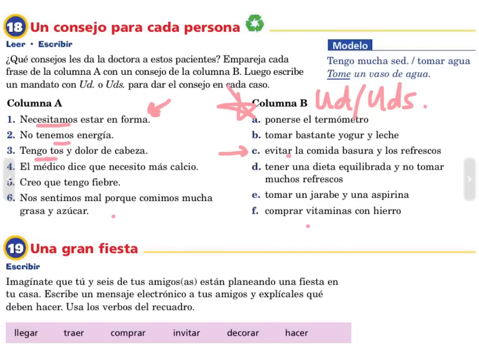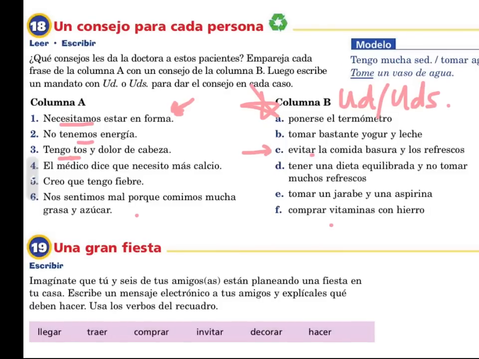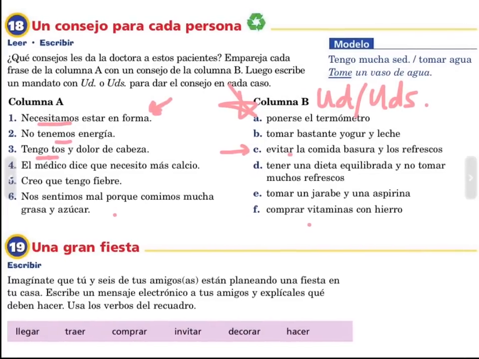Okay guys, I'm back. Okay, so looking at number 2, no tenemos energía, we don't have energy. So what should we do? Well, there's a lot of them that we could choose from, but we are going to do we form. So maybe vitamins. Maybe vitamins will give us energy. So it's a we form, tenemos, so we're going to use ustedes command. So comprar will then become compren. Compren vitaminas con hierro. Okay?